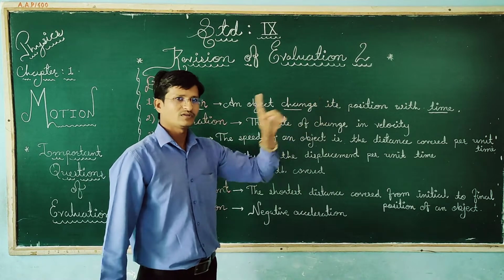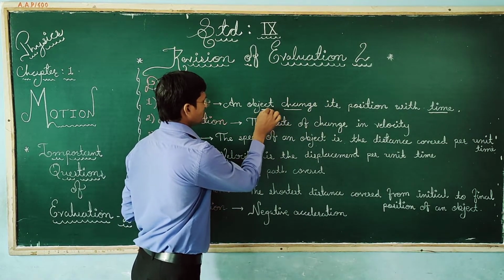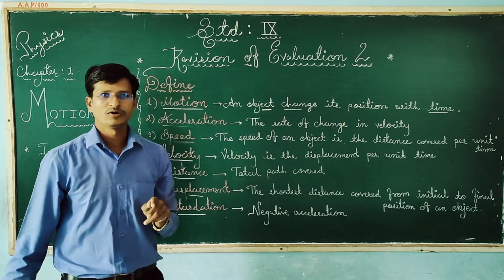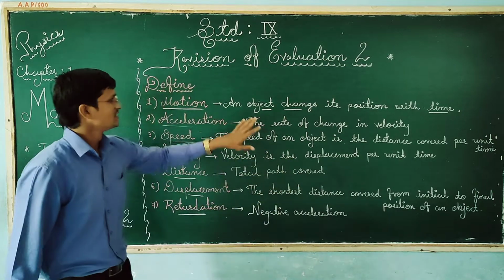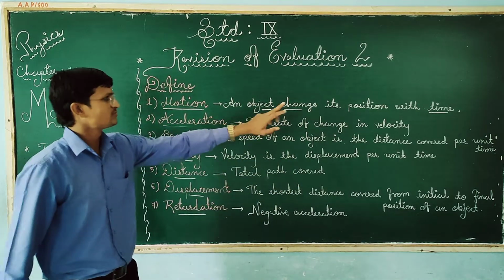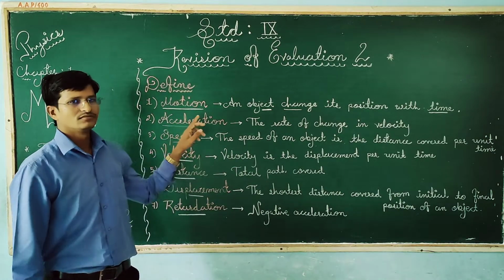If you only write change with time, you will get marks, but you will not get full marks. Here, object should be there, you need to take care of that also. Without an object, nothing will change, however much time you take. So an object changes its position with respect to time, that is defined as motion.